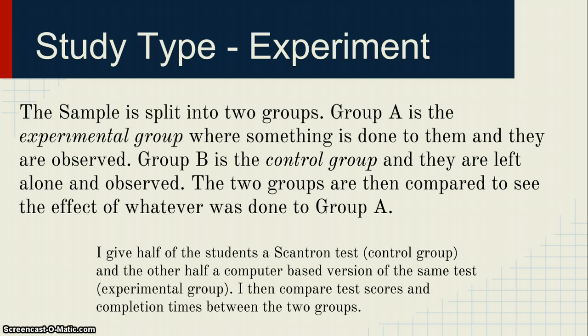And the idea here is you want to see how the experimental condition affects the group differently than if you hadn't done anything at all. So if I give half my students a Scantron test and the other half of the students a computer-based version of the same test where they don't have to do it in pen and paper, I would then compare the test scores and see which group did better. That would be an experiment. Let's see which option works, option A or option B.